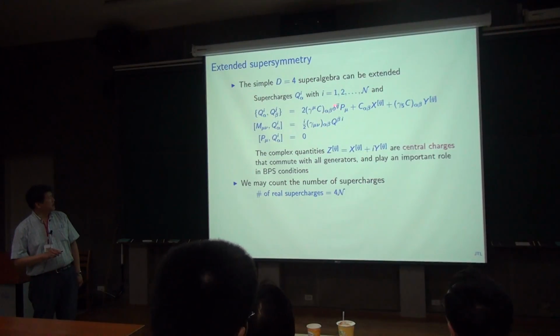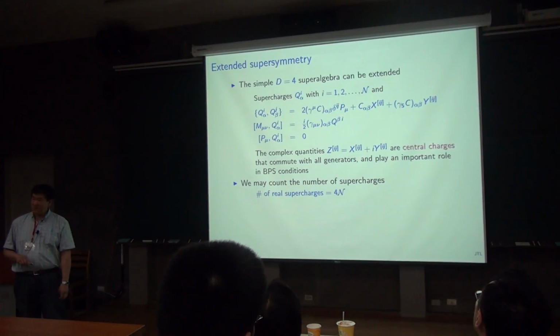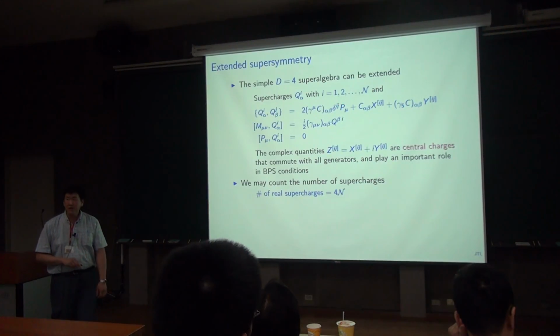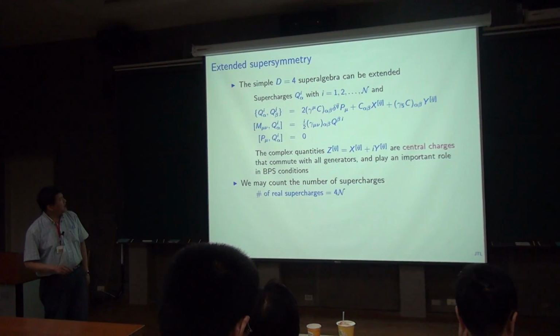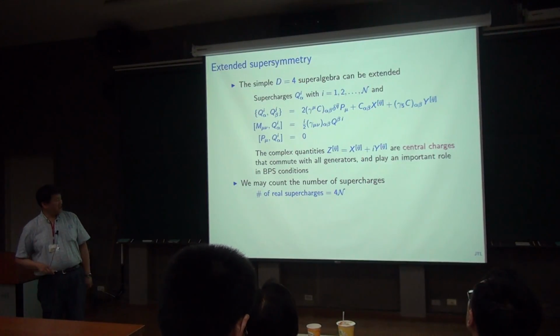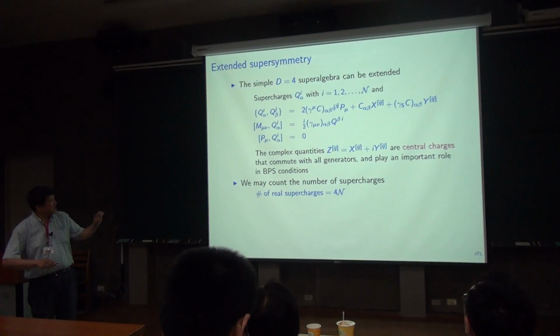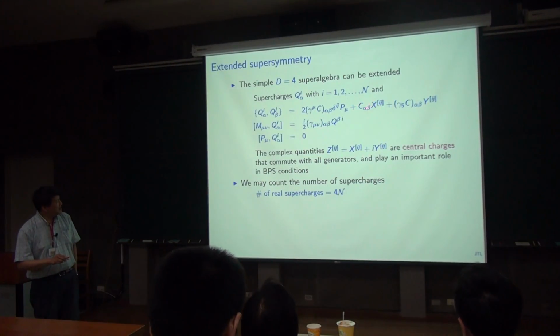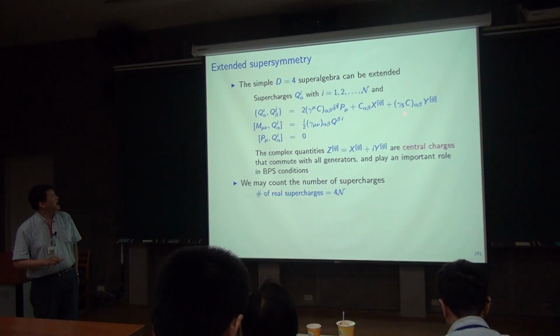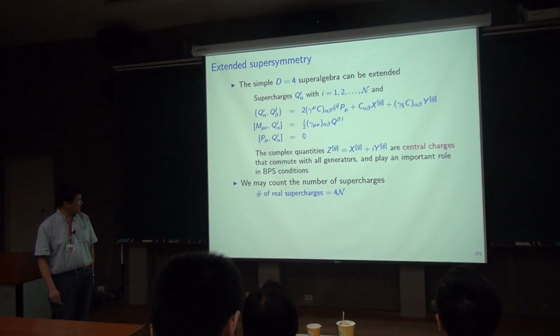Now I introduce a delta IJ, so Q1 gives you momentum, Q2 gives you momentum, and so on. However, once I do that, I can also have additional terms on the right-hand side of the algebra. C is just a charge conjugation matrix, that's not important. What I have is X and Y. I did not write down commutators of X and Y, because X and Y commute with all the other generators. They are known as central charges.